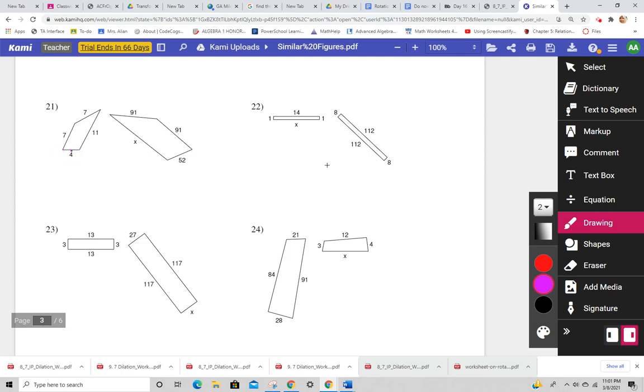All right, so 4 times 13 is 52. 7 times 13 is 91. So it looks like, yeah, the scale factor is 13. So then we're going to multiply 11 by 13 to get this side. 11 times 13, and this side will be 143.